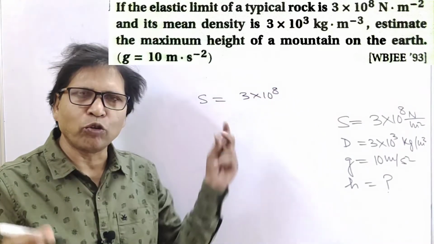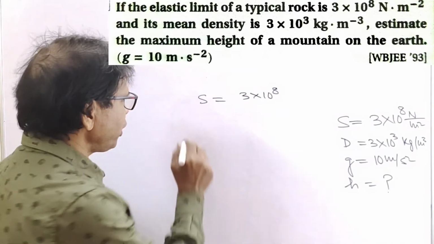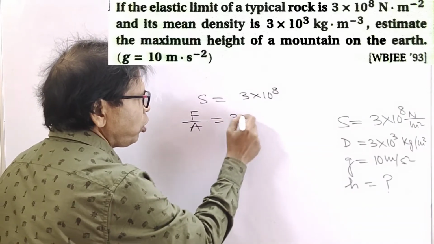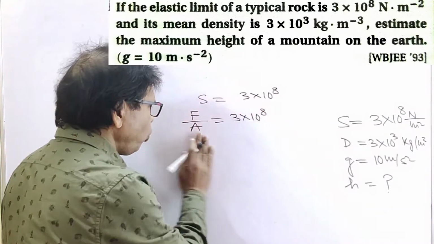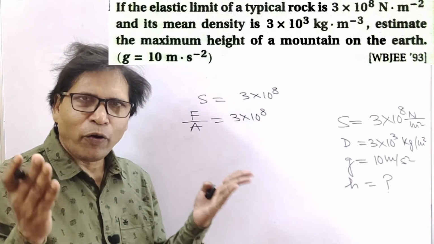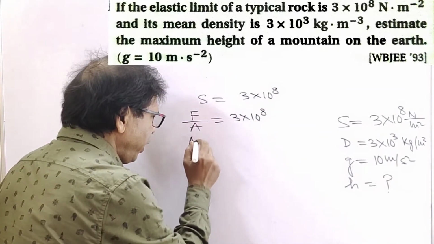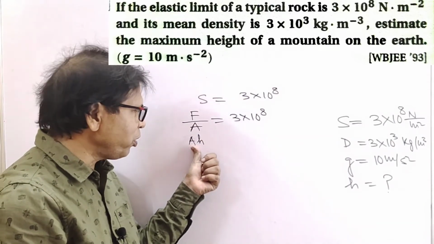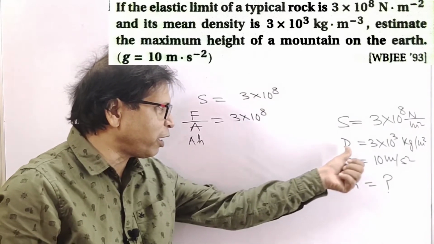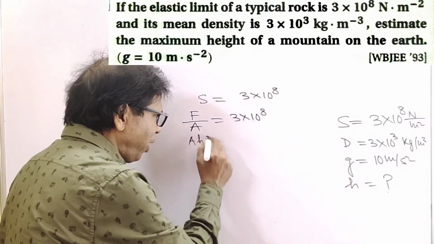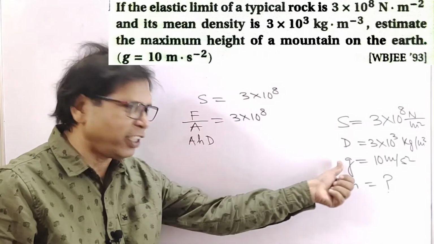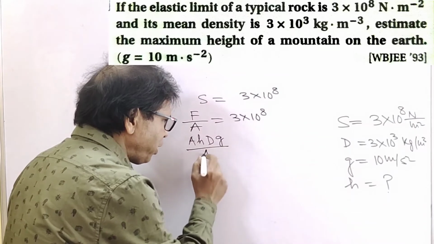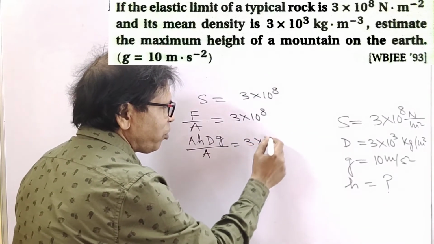Now stress is equal to force by area of cross section. So this is the force divided by area of cross section, which equals 3 into 10 to the power 8. Force means weight. Weight is the area of cross section into height. This is the volume. If this volume is multiplied by d, then this is the mass. If this mass is multiplied by g, then this becomes the weight of the rock. This divided by capital A is 3 into 10 to the power 8.